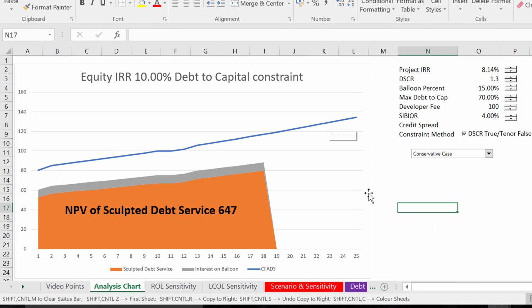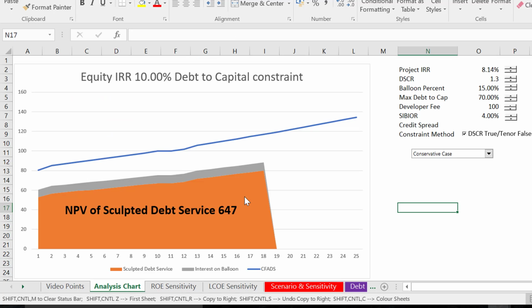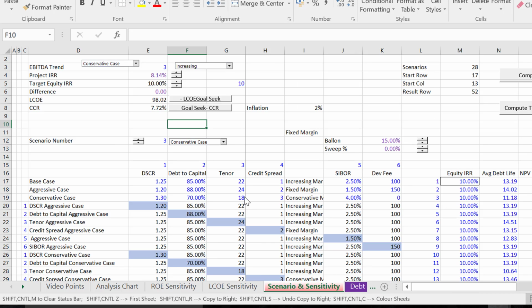So on this sheet, we've got a couple of things to fix, but this is our little interest on the balloon payment, and this NPV of the sculpted debt service is just the remainder. That's not a big issue. The hard issue up here is that we're going to have a circular reference. Oh no! And I'm going to show you how easy it is to model this with a function. Okay, so a balloon payment is a little tricky one.